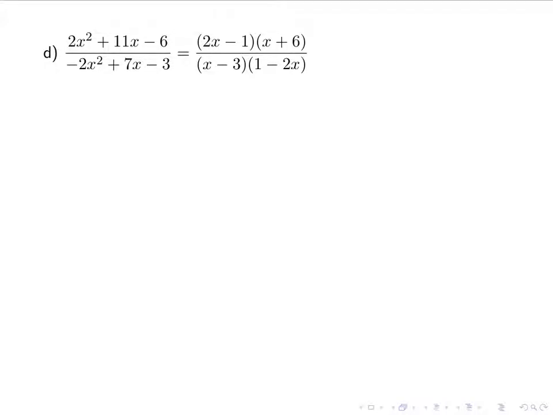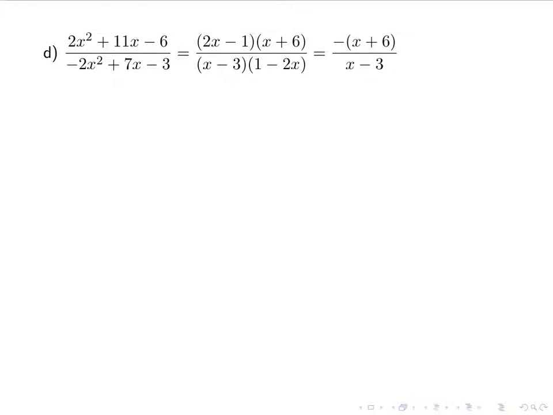So if you factor it, we get 2x minus 1 times x plus 6 on the top, x minus 3 times 1 minus 2x on the bottom. Okay. And again, notice 2x minus 1 and 1 minus 2x, they're both off by a negative, so they cancel as a negative 1. And again, I choose to put the negative on top, that's typically where it goes.